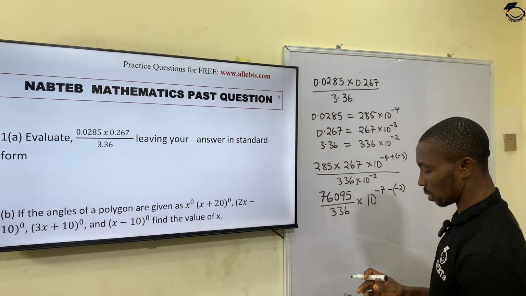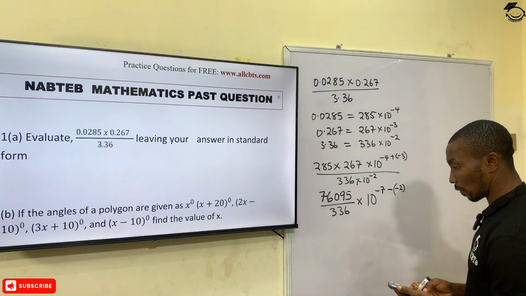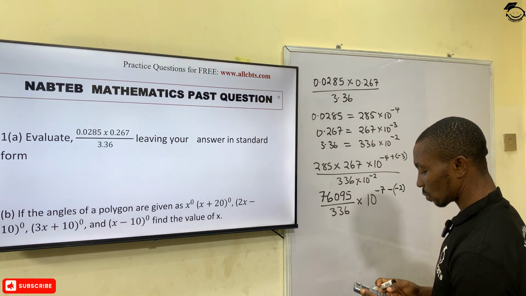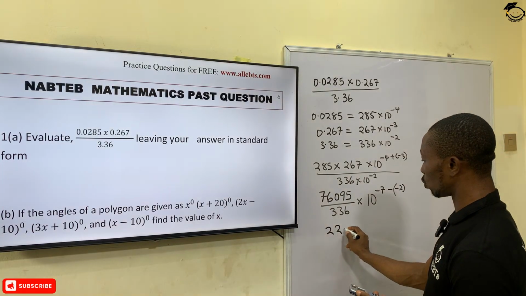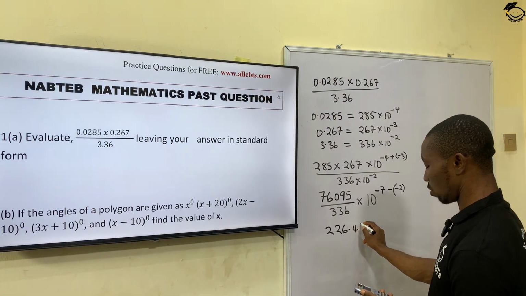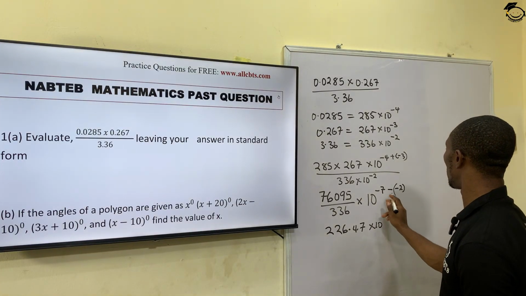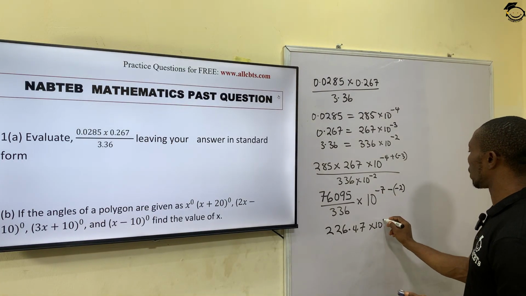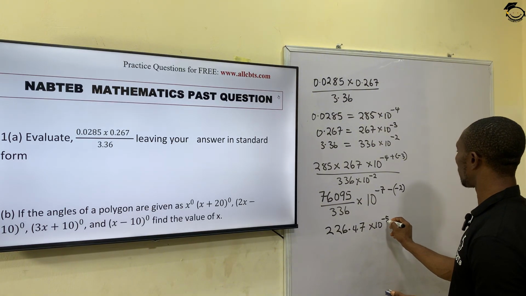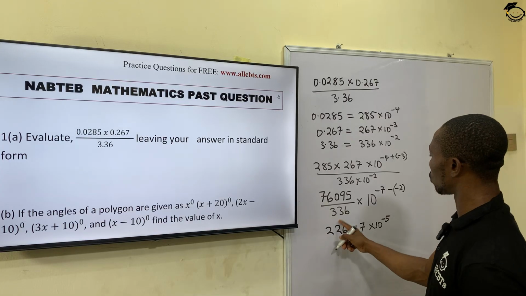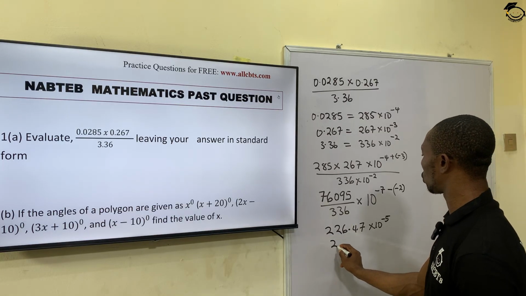So 76,095 divided by 336 would give us 226.47, times 10 raised to the power minus 7 plus 2, which gives us minus 5. Now having this, let's convert this to standard form.